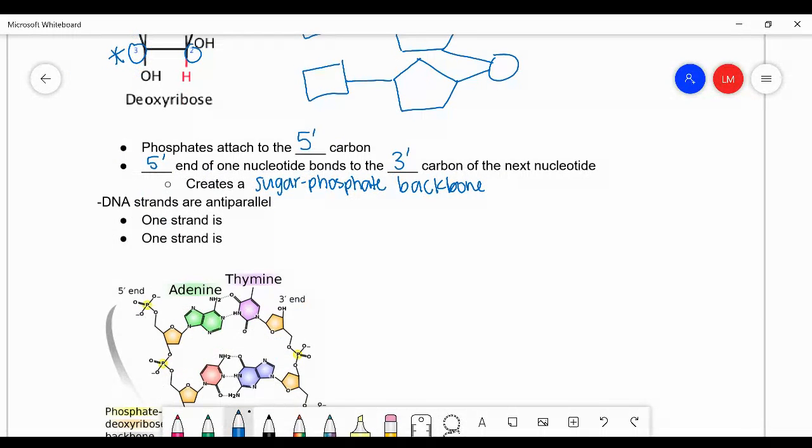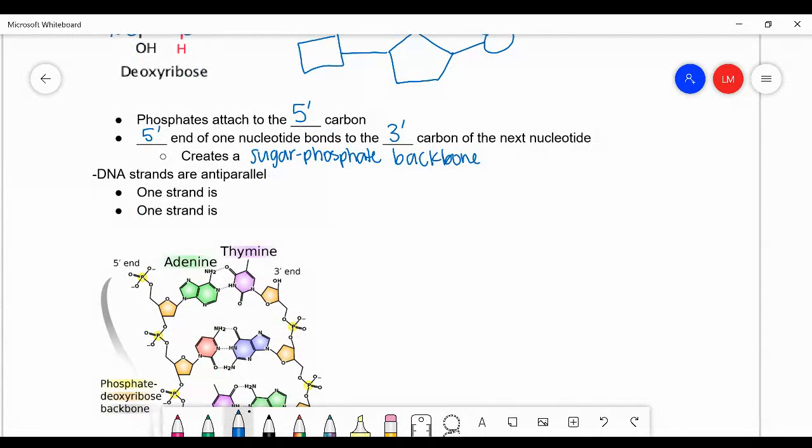DNA strands together are called anti-parallel because they are, again, the flip-flop. So one strand is going to be 5 prime to 3 prime. And again, we're talking about the orientation of that sugar. And the other one is going to be 3 prime to 5 prime. So one of them looks kind of upside down, which we'll see here in just a second. And that is why they're called anti-parallel, because they are flipped.